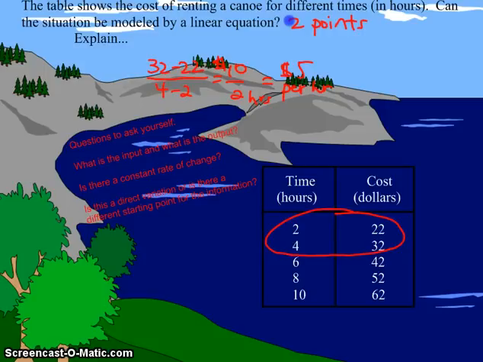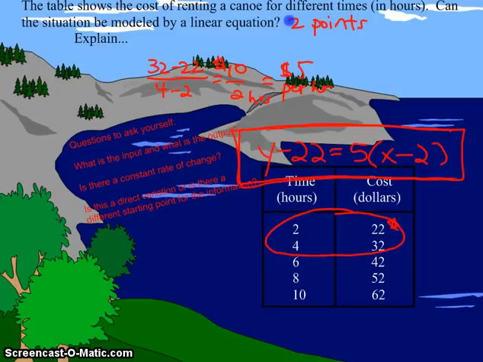Now, my y-intercept, or actually you don't need to find your y-intercept, do you? Because we're in point slope form, Miss Curran. So you just need 1 point. Let's go with (2, 22). So my equation would be y minus 22 equals 5 times x minus 2. There's your equation in point slope form.